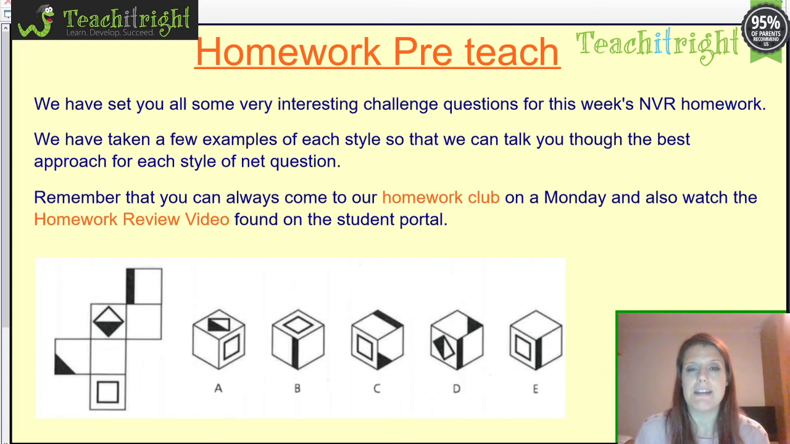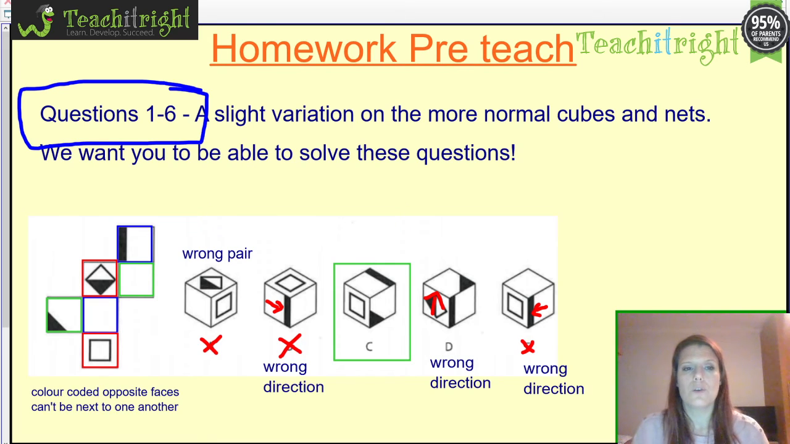So we have set you some very interesting challenge questions for this week's non-verbal reasoning homework. And we've taken a few examples of each style so that we can talk you through the best approach for each kind of question. So here's one example. Questions 1 to 6 in the worksheets are a slight variation on the more normal cubes and nets that we've been looking at today. And we've given you these because we want you to be able to have the skills to solve questions like these.